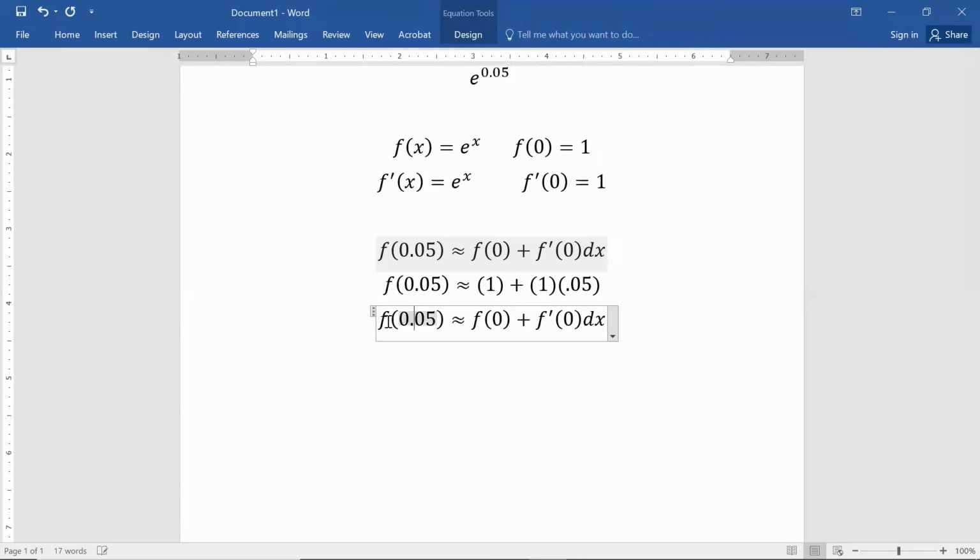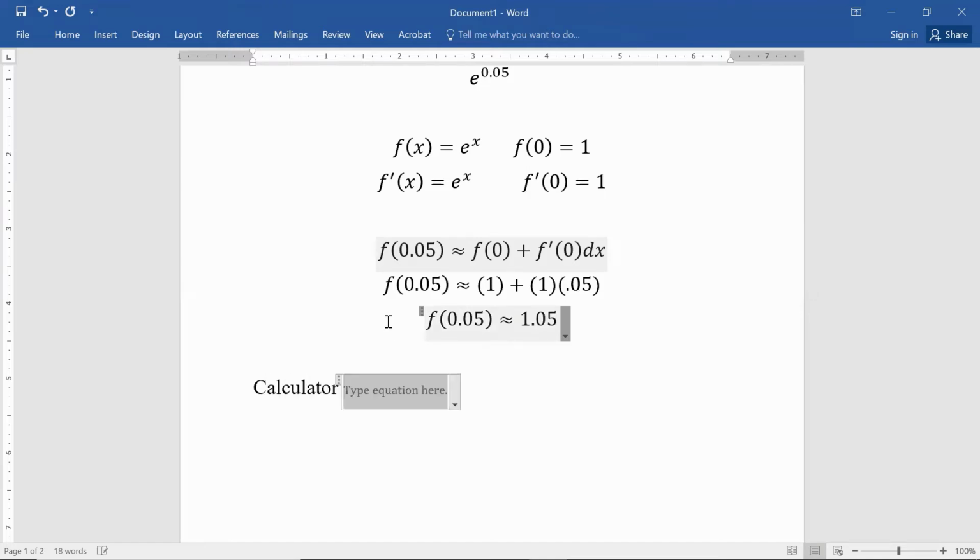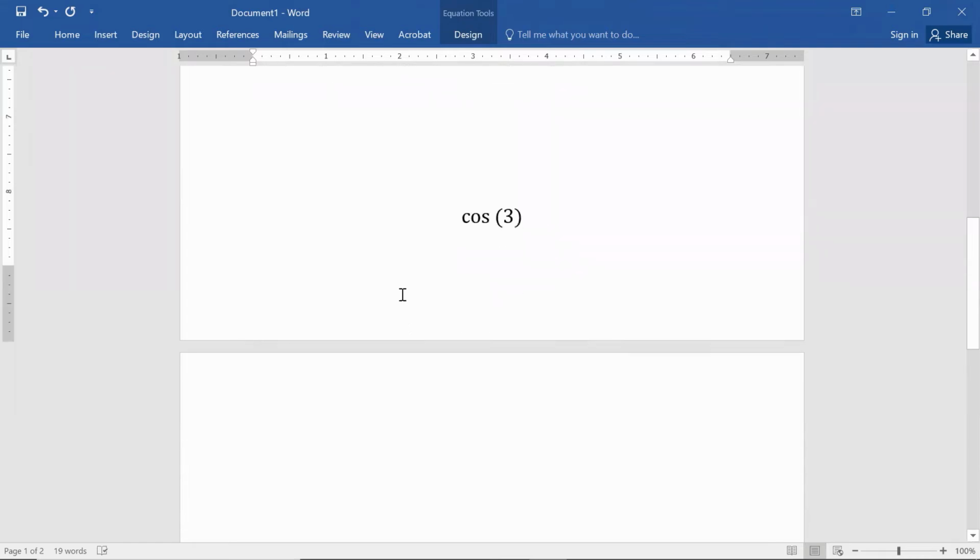That means f of 0.05 is approximately 1.05. Again, if you'd like to plug this into your calculator, the calculator gave me e to the 0.05 was equal to 1.05127109. Now that's rounded to a few decimal places. It actually goes out further. But you can see that this, again, is a pretty good approximation for what the calculator value is. Let's take a look at the next example that we had, cosine of 3.